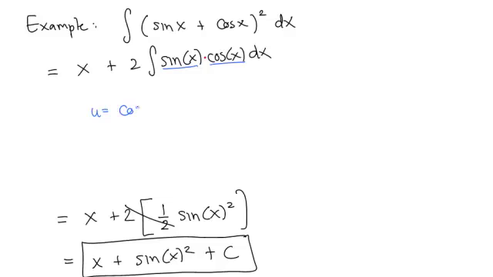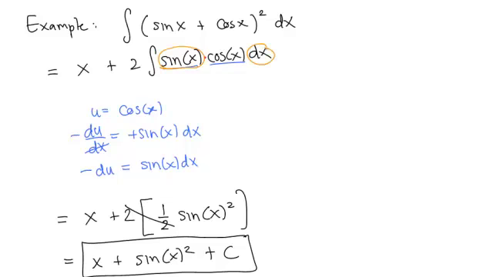Say u being cosine of x. Well, if I take the derivative, du dx, that would have been negative sine of x. If I multiply both sides by dx and divide both sides by -1, we'd end up with negative du is equal to the sine of x dx. And if you look, we do have that sine of x dx formed as the bookends of the integral. So we could replace these two pieces with negative du.